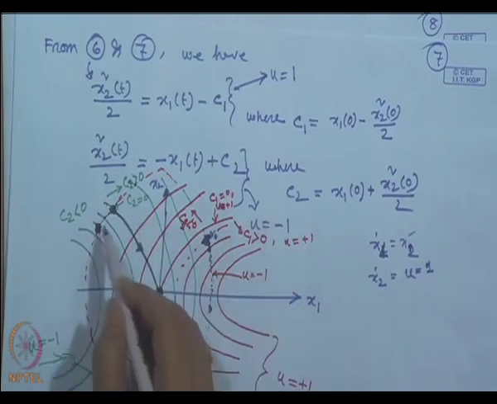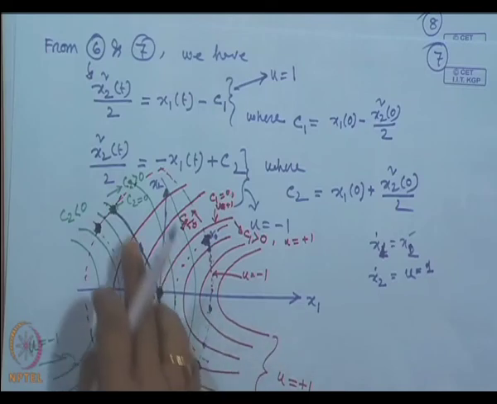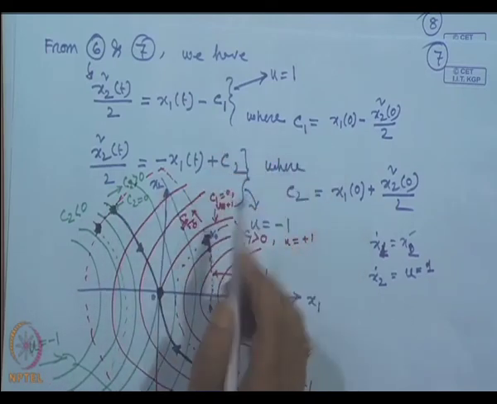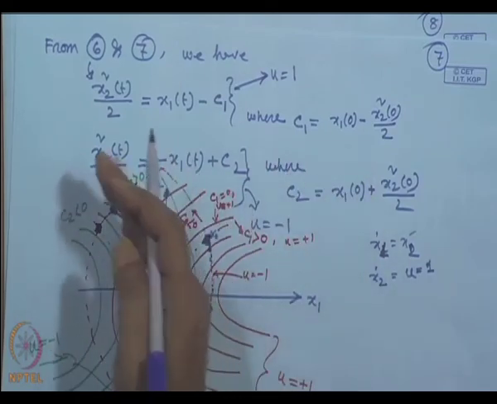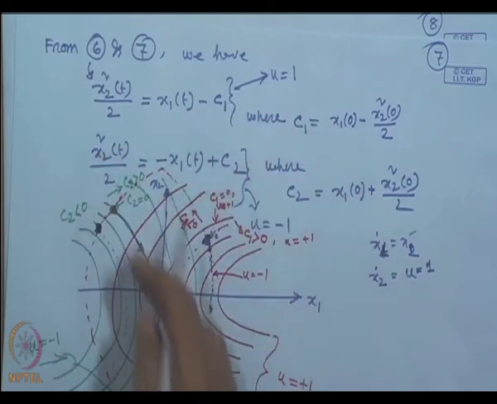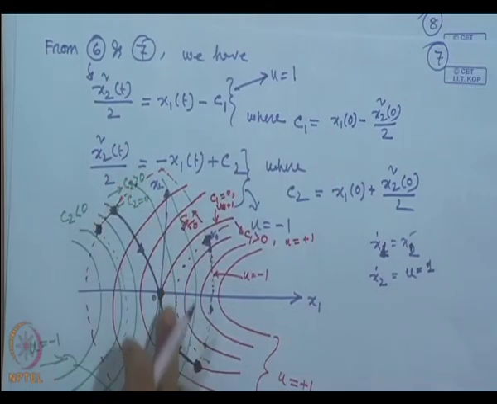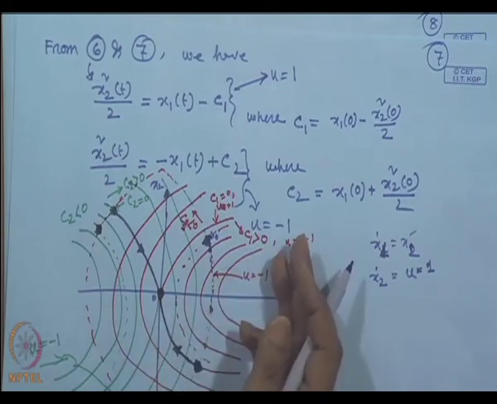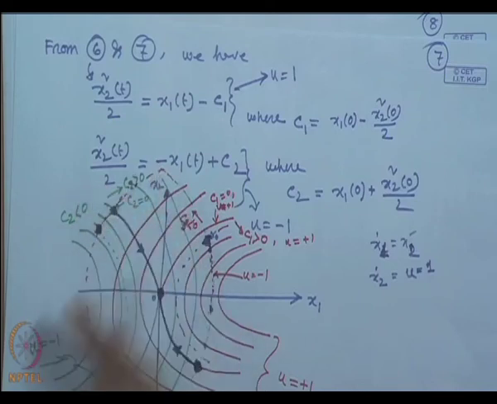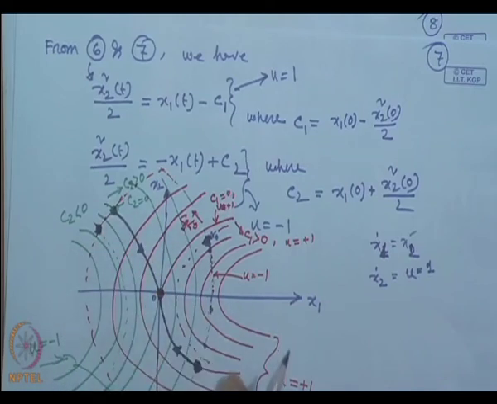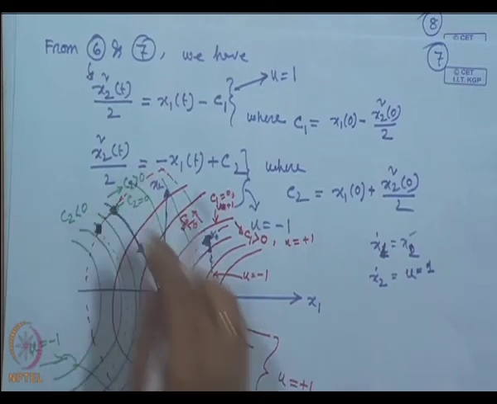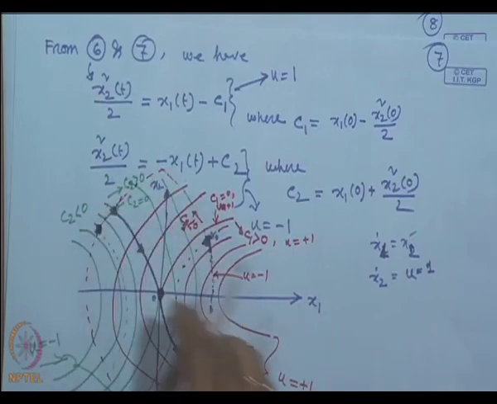Suppose here, just above the switching line. If the initial point is above the switching curve, then it will switch to u is equal to minus 1, then it will switch to u is equal to plus 1. If it is below the switching line, first it will switch to u is equal to 1, then it will switch to u is equal to minus 1. So this is the optimal time it will require along this trajectory.